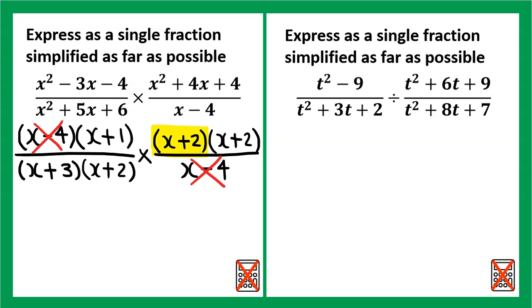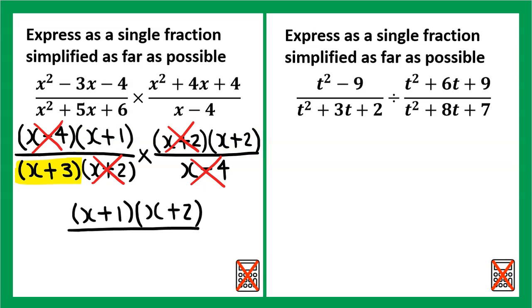We also have an x plus 2 here at the top and an x plus 2 here at the bottom, so we can repeat the process for these as well and cancel them. And once you run out of ones that you can cancel from top and bottom, we just write those as a single fraction with the factors that are left. So as the numerator, we would just have x plus 1 bracket x plus 2, and the denominator we just have x plus 3 left, so x plus 3 at the bottom.